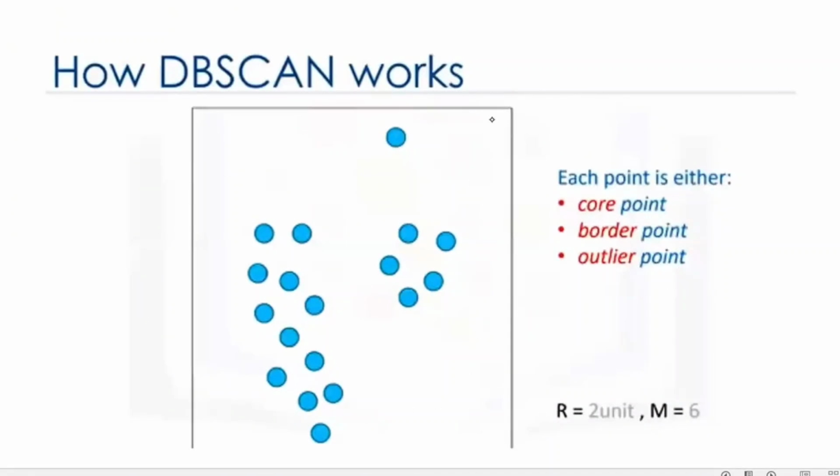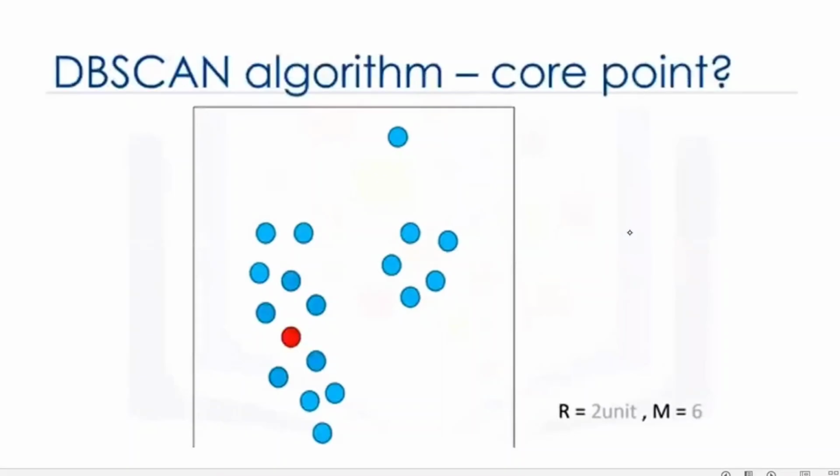Assume this is a scatter plot. In this scatter plot, we have core points, border points, and outlier points. Now, first, what is meant by a core point? For example, R equal to 2, M equal to 6. R equal to 2 means I am going to draw a circle of 2 radius. With M equal to 6, the minimum number of neighbors should be 6, including that data point inside the circle.